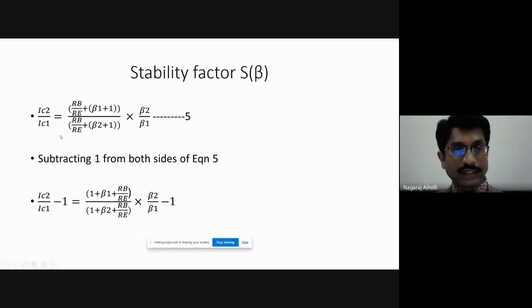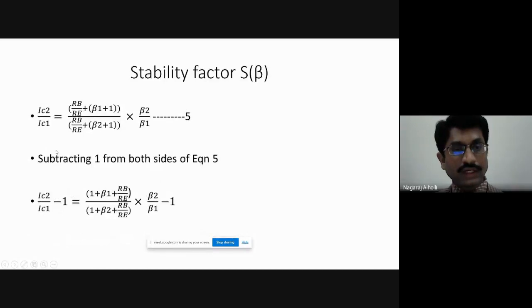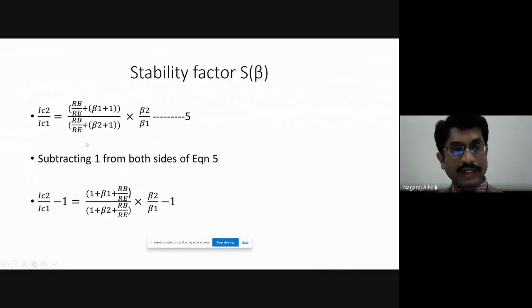IC2 by IC1 is the same as it was in the previous equation, on the LHS. IC2 by IC1 is equal to RB by RE plus beta 1 plus 1, divided by RB by RE plus beta 2 plus 1, multiplied by beta 2 by beta 1. Take it as equation 5.